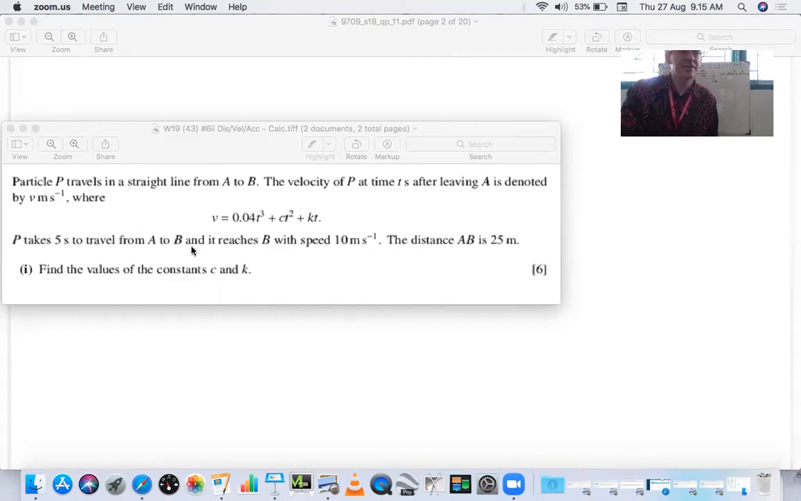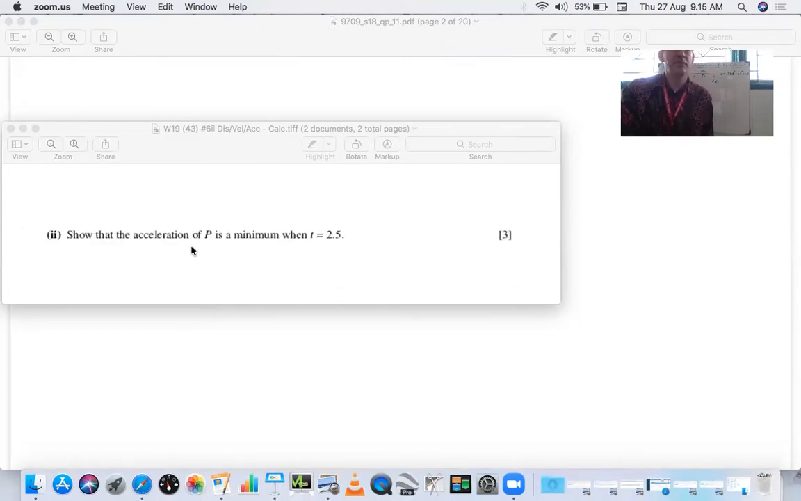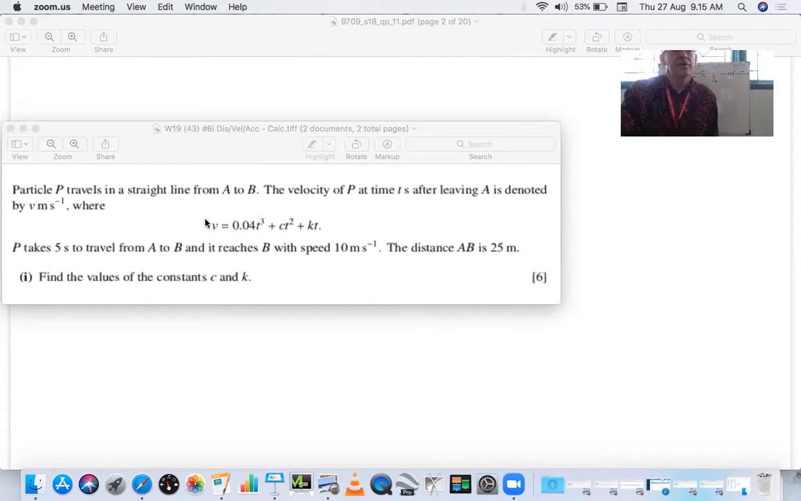Now let's look at just the second question just to get it in our head. We also need to show that the acceleration of our particle P is a minimum when t equals 2.5, in other words, at 2.5 seconds. So the first thing we need to do before we even go to the board work is figure out, are we working with Suvat or are we dealing with calculus? Obviously, we're dealing with calculus because this is part 2, calculus. Part 1 was on Suvat.